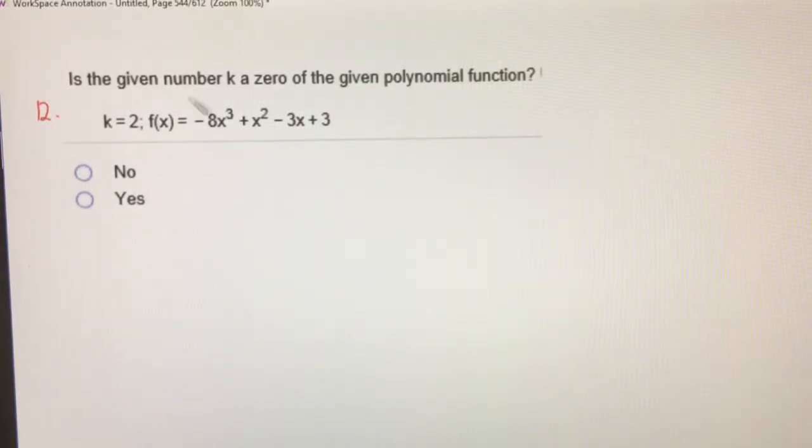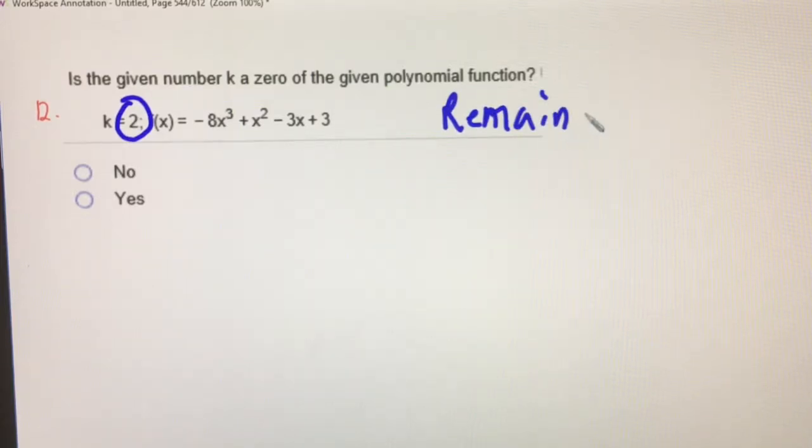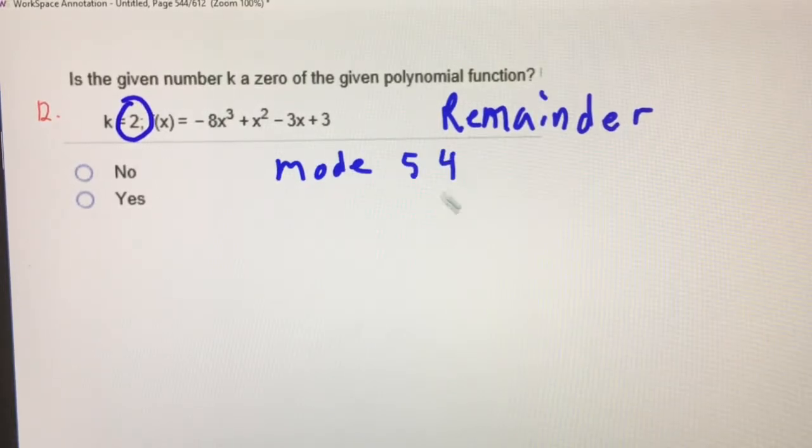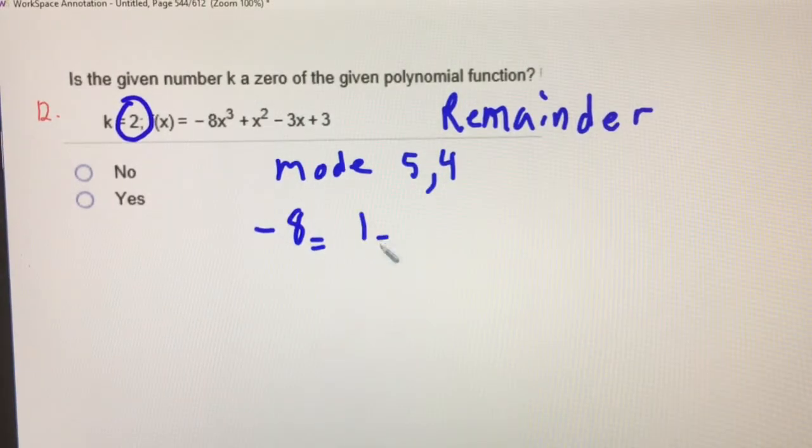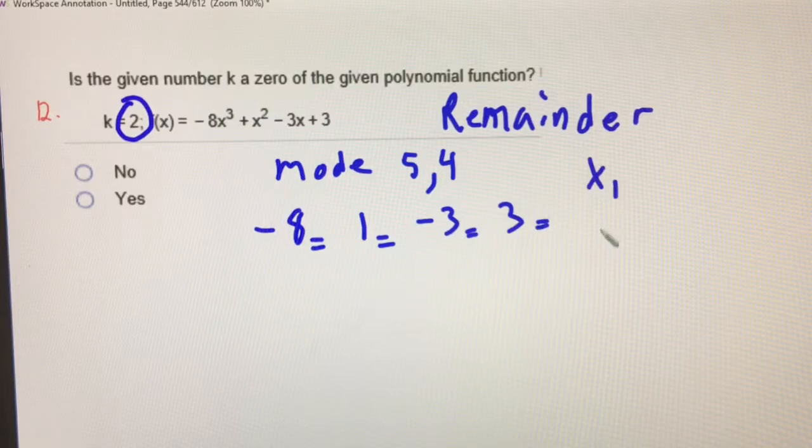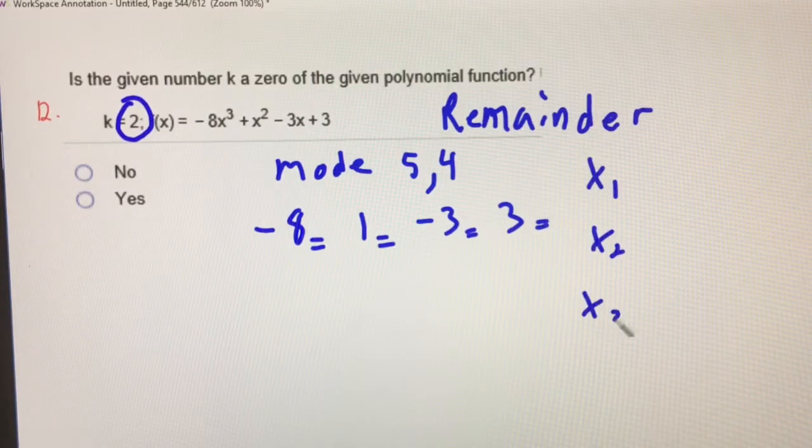A couple of ways to do this. They want to know if 2 is an answer. If they want to know the remainder, then I have to do synthetic or plug it in. For this one, I'm just going to mode 5, 4. Do realize it's to the 3rd power, so I'm going to mode 5, 4. My coefficients would be negative 8, hit equals, 1, hit equals, negative 3, hit equals, 3, then hit equals a couple more times, and it'll give you an x1 value, an x2 value, and an x3 value.